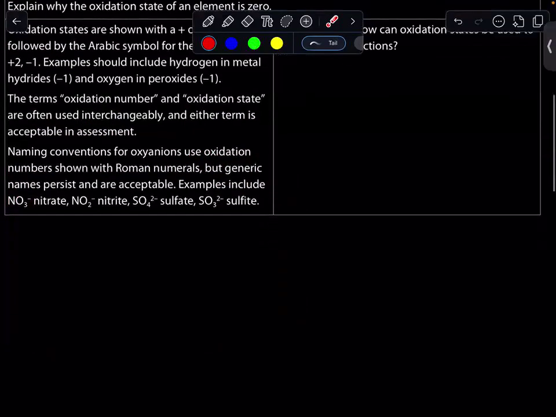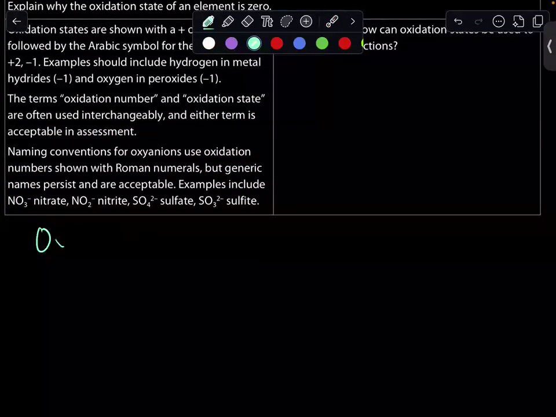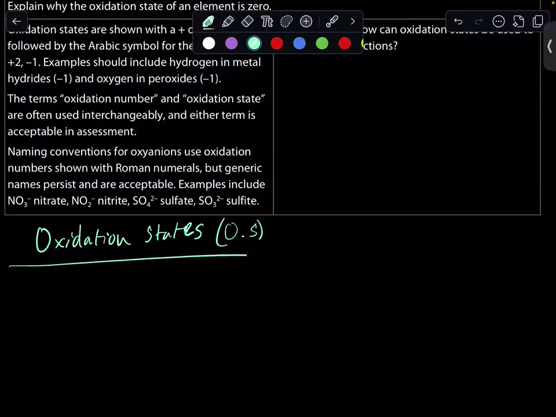So with all that preamble out of the way, let's talk about oxidation states. And I'm going to spend the rest of this abbreviating it as O.S. because I do not want to rewrite the words oxidation states 100 times.